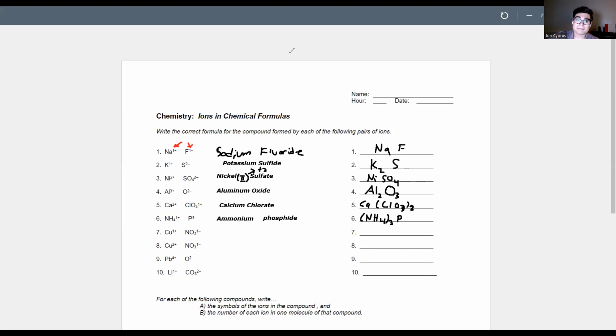7, we have copper. Now copper is a transition metal, so we have to denote the charge with the Roman numerals. We're going to put copper 1, and NO3 is nitrate. So that's the name, and we just put these in here. So CuNO3, 1-to-1 ratio.